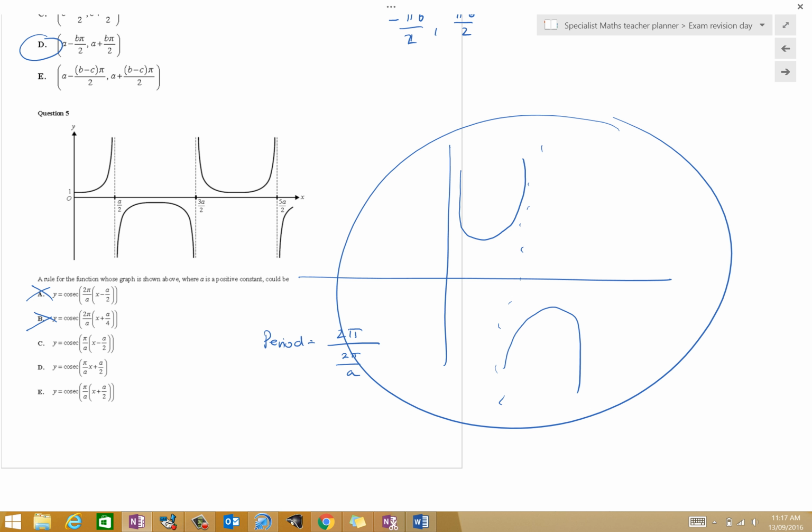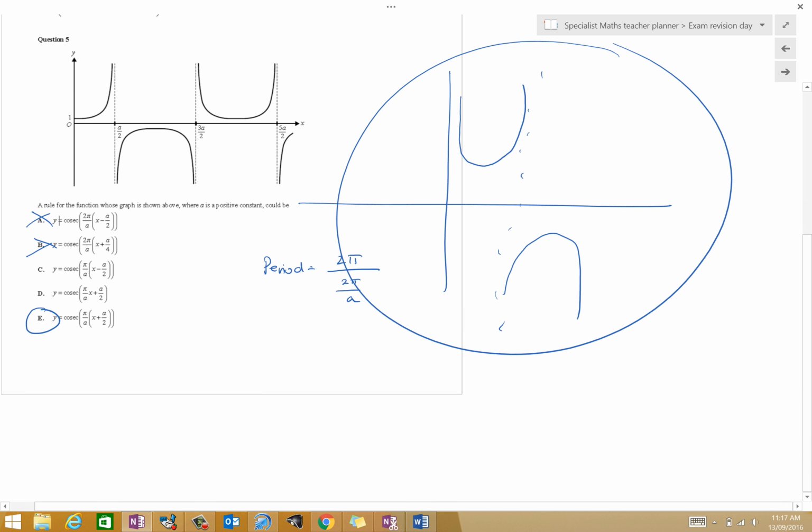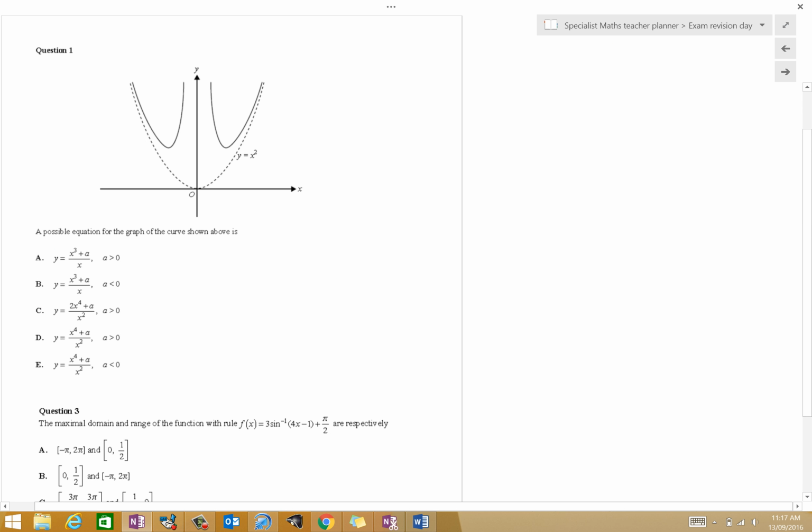So the answer is E. If you know that graph straight away, it shouldn't take you that long. And look, you could, by the way, sketch it, but you're wasting your time. I really think you need to be able to do that.